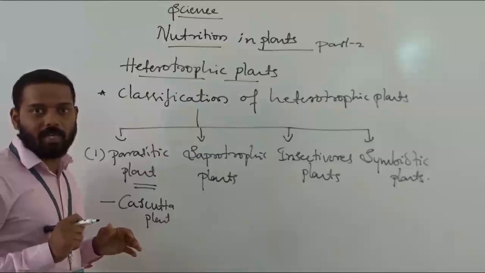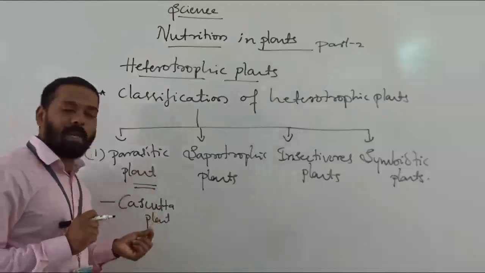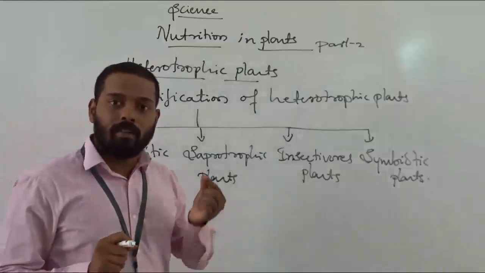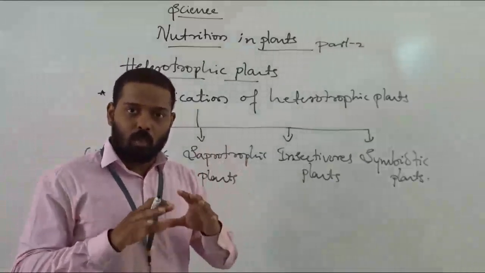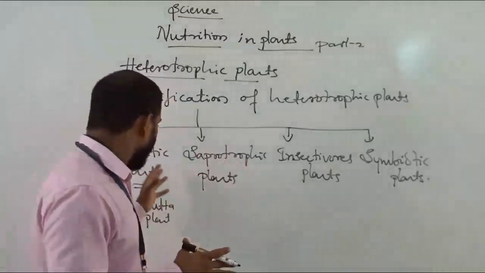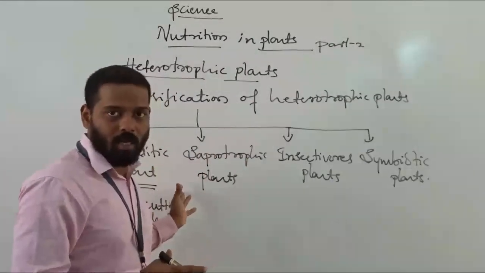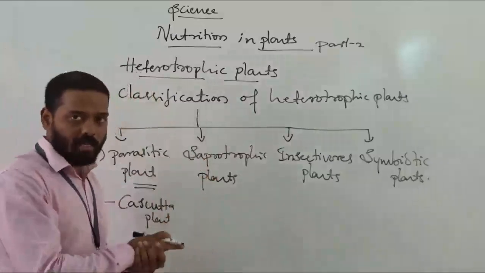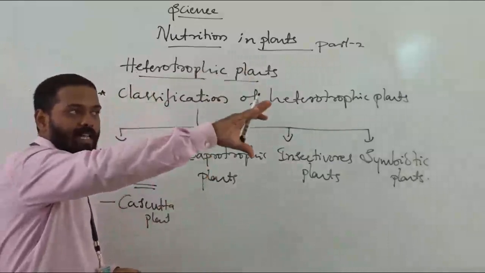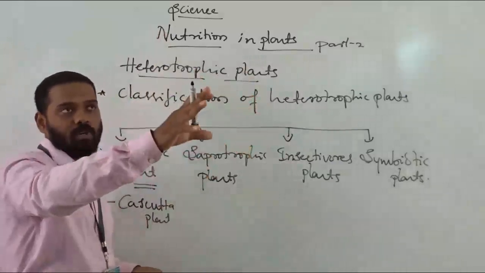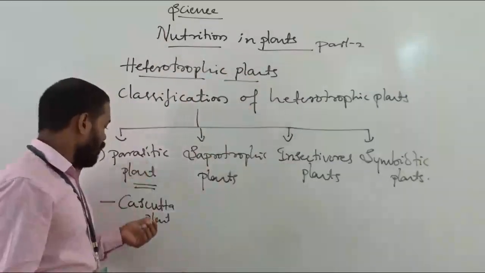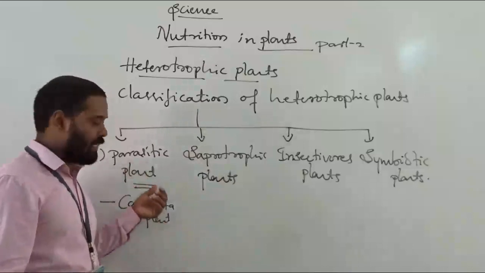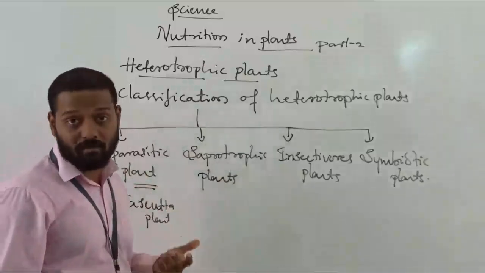Did you understand what I am saying? This Cuscuta plant cannot prepare the food, so it grows on another plant. The plant body sticks onto the other plant, and the other plant prepares the food. That food is absorbed by the Cuscuta plant, and that is how the Cuscuta plant survives.